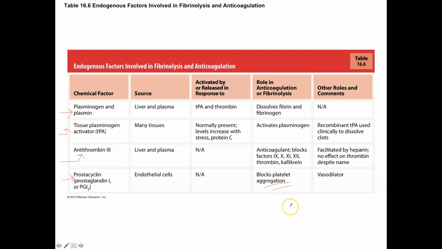So I hope that helps with hemostasis, fixing broken blood vessels, and all the various chemicals that are involved, and also the various ways that we can digest fibrin clots, and also how we can have anticoagulants work within the cardiovascular system.